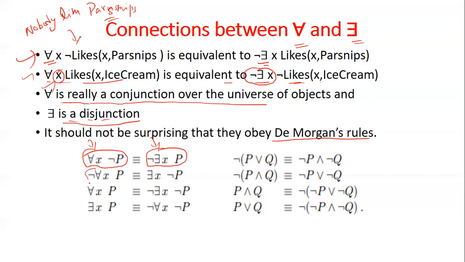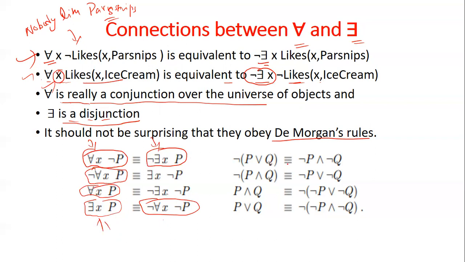Similarly, not for all x p is true. That means for some x p is true and for some x p is not true. So this is equivalent to saying that there exists some x for which p is not true. For all x p is true can be written like this: not there exists an x for which p is not true. There exists an x for which p is true is equivalent to not for all x p is not true. So basically this means that for some x p is true.